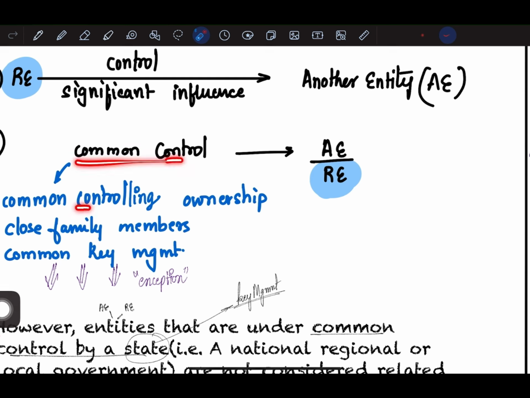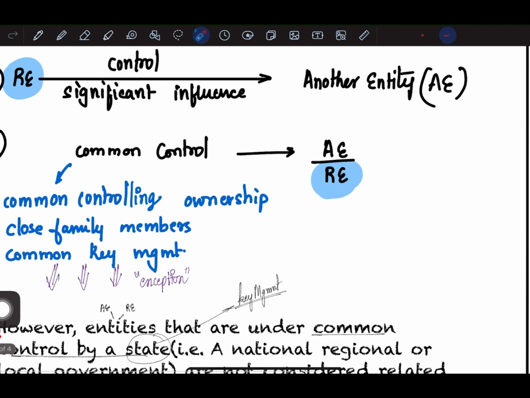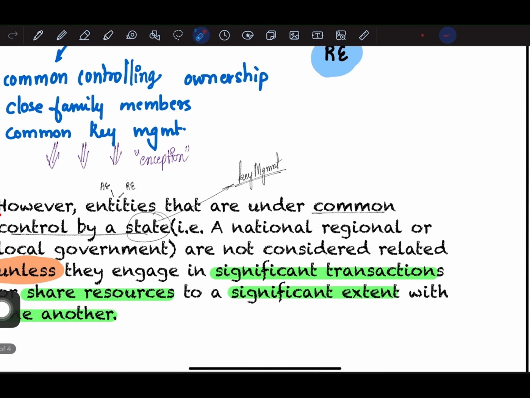Common control can be common controlling ownership or close family members. Both are having the same kind of close family members, or both have the same key management. Then in that case also it is a related party. However, under key management there is an exception. What is the exception? If the other entity and the reporting entity are both under common control by a state, like a national, regional or local government, then in that case they are not considered as related unless they engage in significant transactions or share resources to a significant extent with each other.